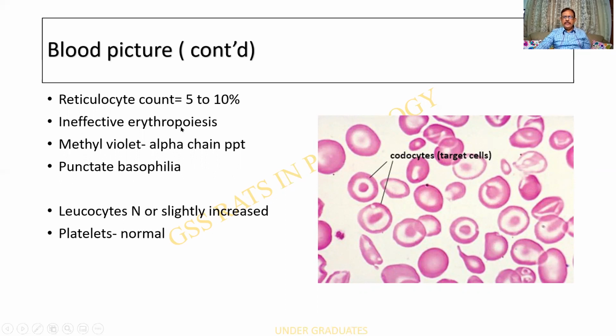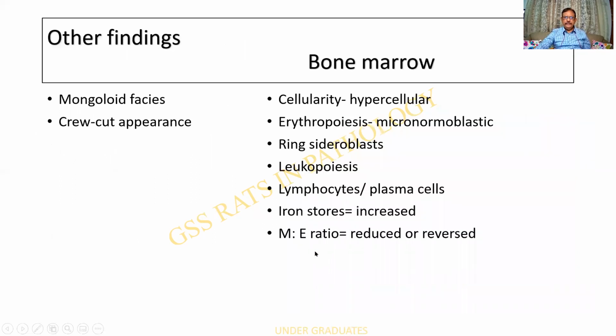The erythropoiesis is ineffective. Methyl violet will show alpha chain precipitation. Punctate basophilia can be seen. And leukocytes are normal or slightly increased, platelets are normal. It is basically a disease of the hemoglobin. And the patient can have mongoloid facies. We shall see what it is. There can be a crew cut appearance. This also we shall be seeing.